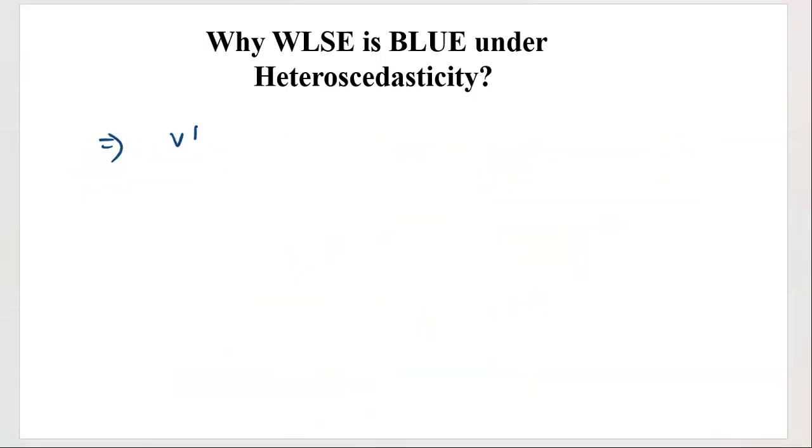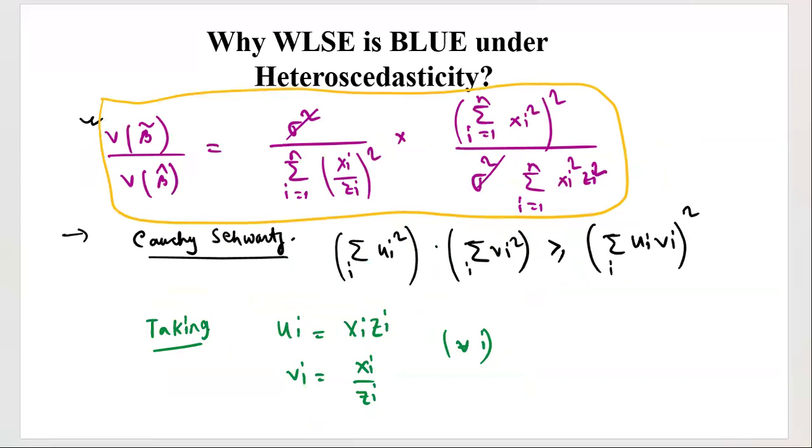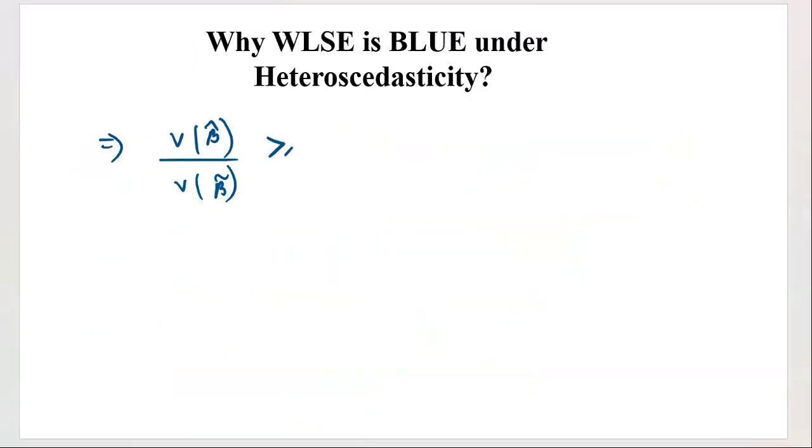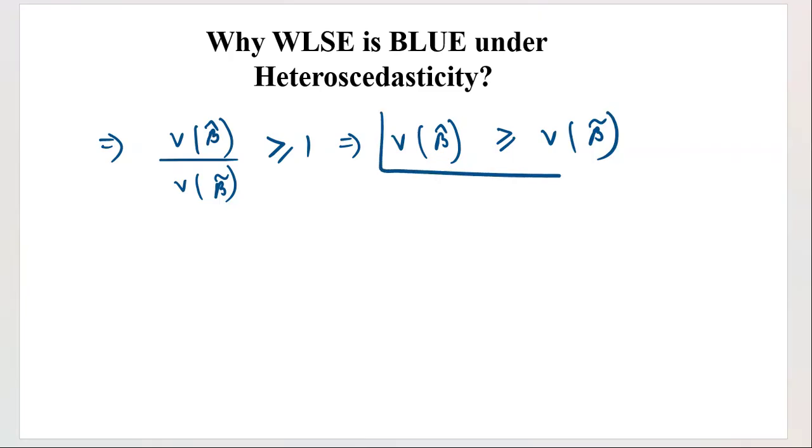So this is simply variance of beta cap. Beta cap is OLS basically, variance of the OLS estimator. And this will be the reverse of this basically. See, this summation i from 1 to n (xi square) whole square term comes in the denominator and the rest of the things are in the numerator, right? So this is greater than or equal to 1, which basically tells you variance of the OLS estimator is greater than or equal to variance of the WLSE estimator, right?